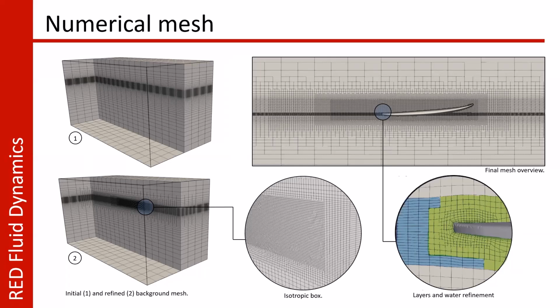At the end of the process, an extra refinement is performed at the interface between the fluids, excluding from this refinement the cells around the surfboards in order to preserve the quality of the mesh, as you can see in the picture in the right corner. Just the blue cells are refined and the green ones are not.